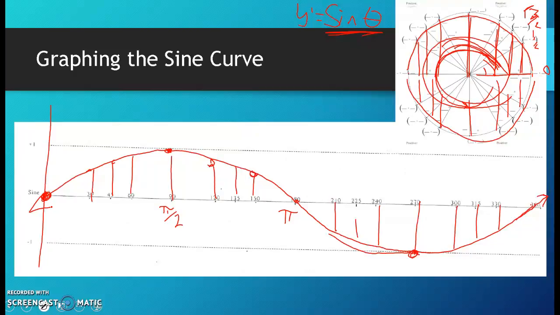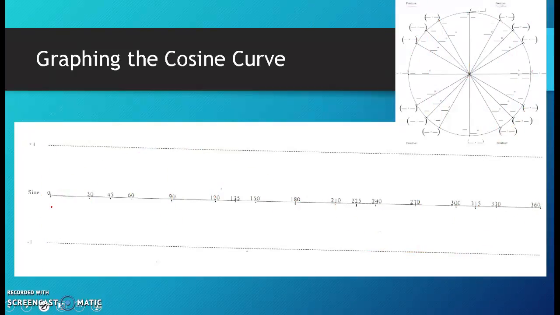Let's compare that to the cosine curve. Remember that we talked about the cosine curve. The cosine of theta are your x values. So the cosine of 0 degrees, here's my x value, that's 1. And so the cosine of 0 degrees starts at 1. By the time I get to 30 degrees, the x value, that's this distance, is the radical 3 over 2. That's the 0.86, which is about here.